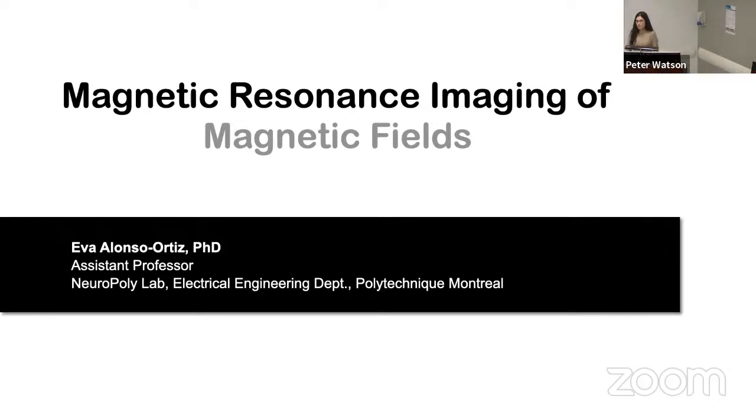Today I'm going to talk about MRI and specifically MRI of magnetic fields. So how to use the MRI scanner to measure the magnetic field or generate an image of magnetic field.